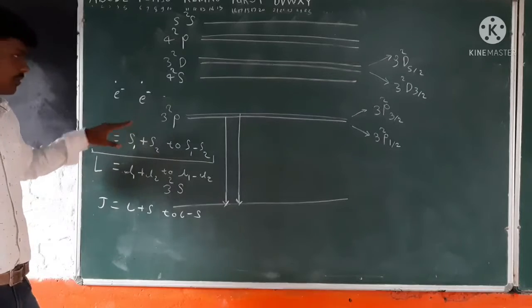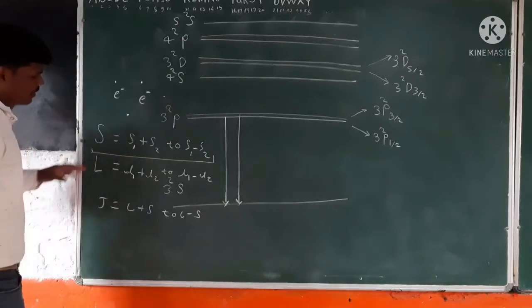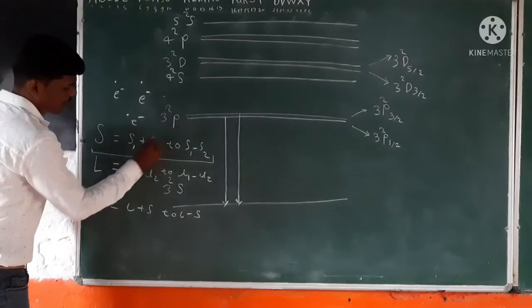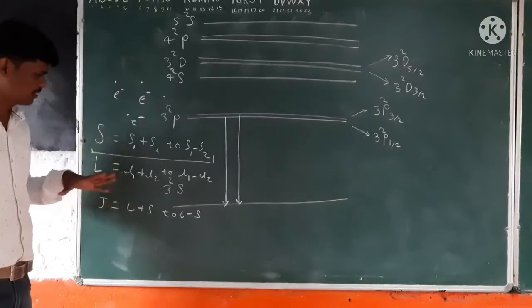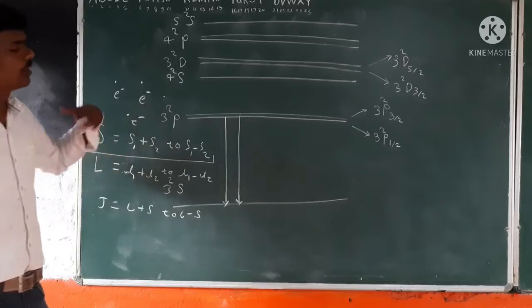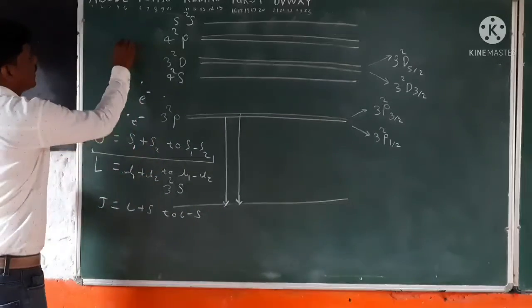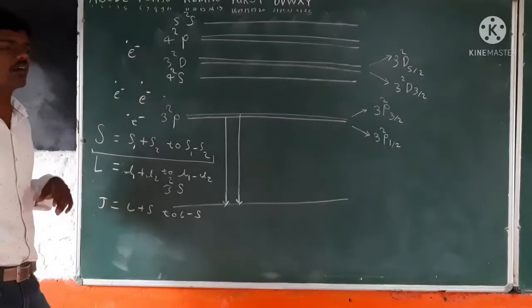Now here it is a 2 electron system. If there are 3 electrons, then we have to add another one, so those calculations get very crowded. For our syllabus we have only a one electron system, that is alkali metals.